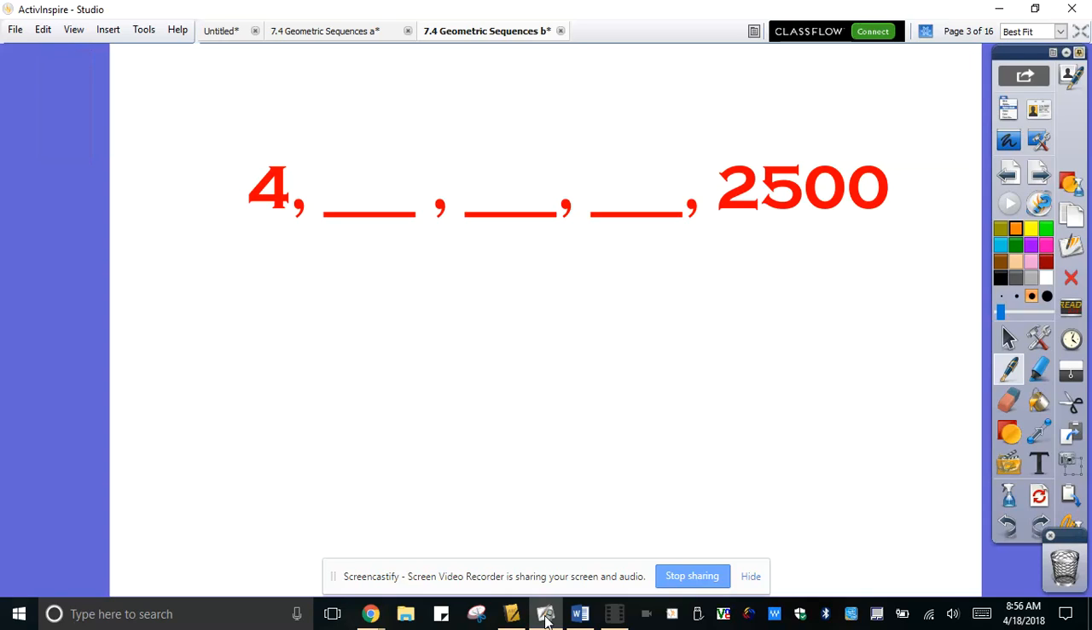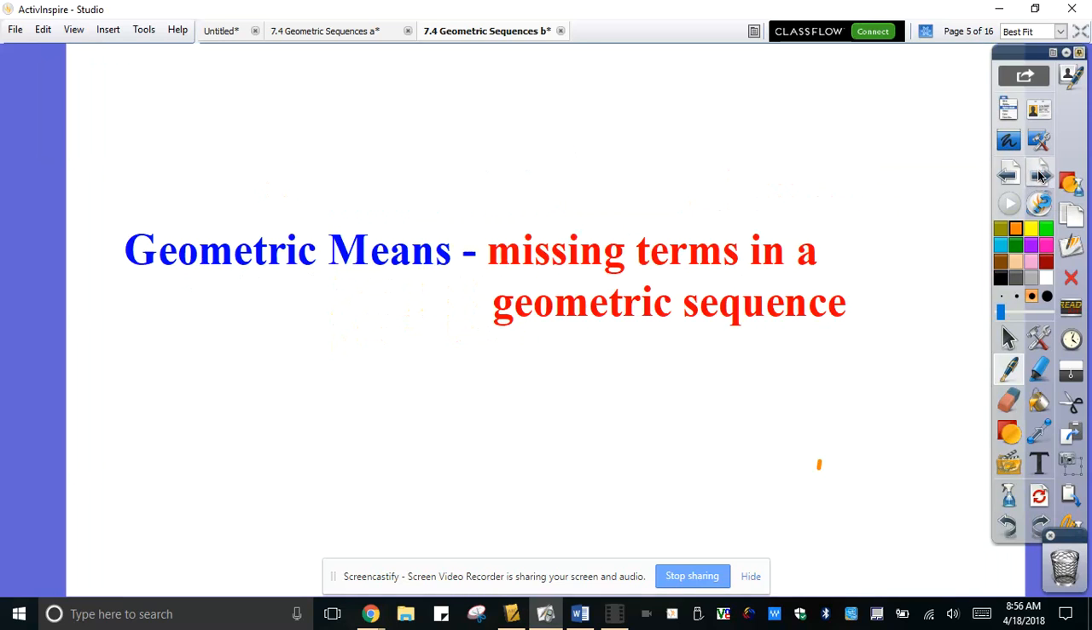Finding the missing terms is called the geometric mean. How do you find them? We're not going to use a new formula. It's just how we manipulate, or derive, the formula. We're still going to use the formula a sub n is equal to a sub 1 r to the n minus 1, which is the explicit formula for a geometric sequence. Right? So we're going to continue.